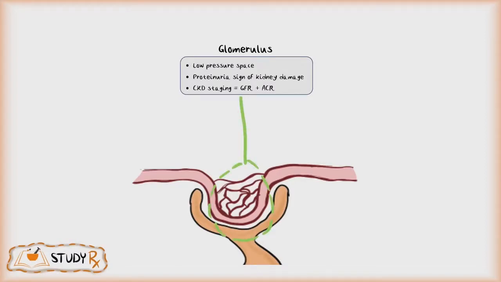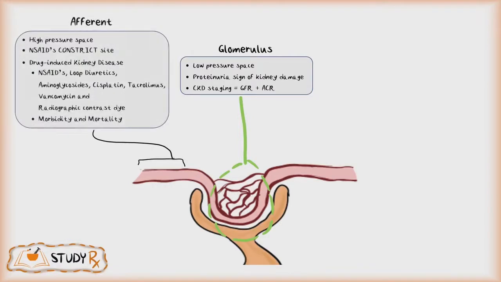If there are traces of protein in the urine, this is a sign of kidney damage. So when we stage chronic kidney disease, CKD, we primarily use the glomerular filtration rate and albumin to creatinine ratio. The afferent arteriole is the high pressure space. Medications such as ibuprofen, a non-steroidal anti-inflammatory drug (NSAID) commonly found over the counter, will cause constriction in the afferent arteriole. This enters the glomerulus.